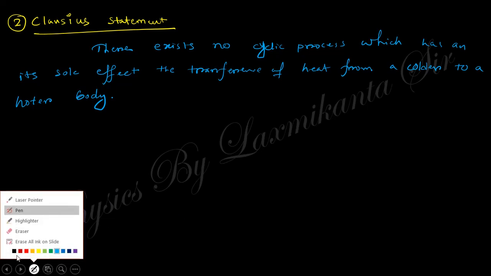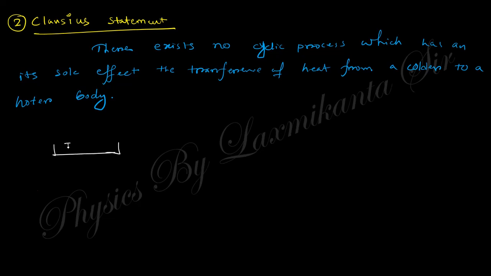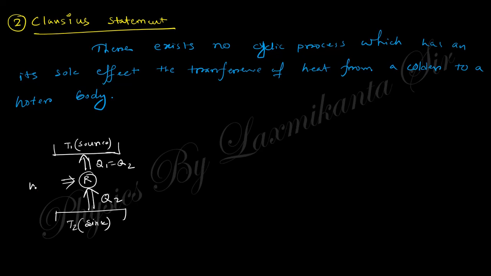That means if you take T1 as hot, that is the source, and T2 as cold, that is the sink, this refrigerator takes the heat Q2 and gives Q1 equals Q2 without any work done, W equals 0. This is also not possible according to the Clausius statement. So it is impossible to take heat from a colder body to a hotter body without any work done.